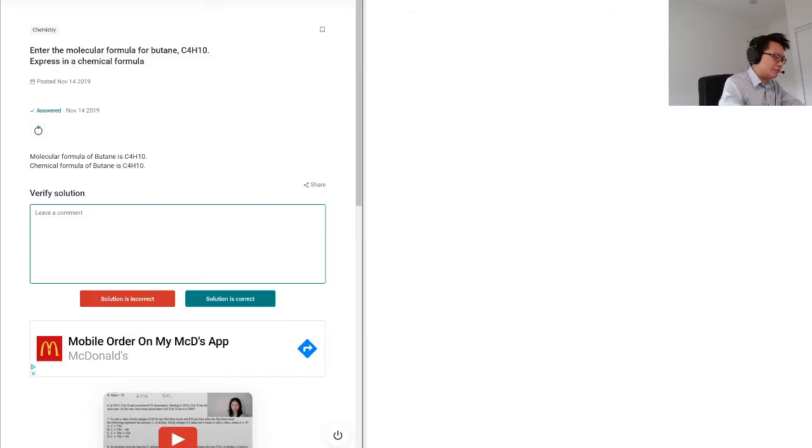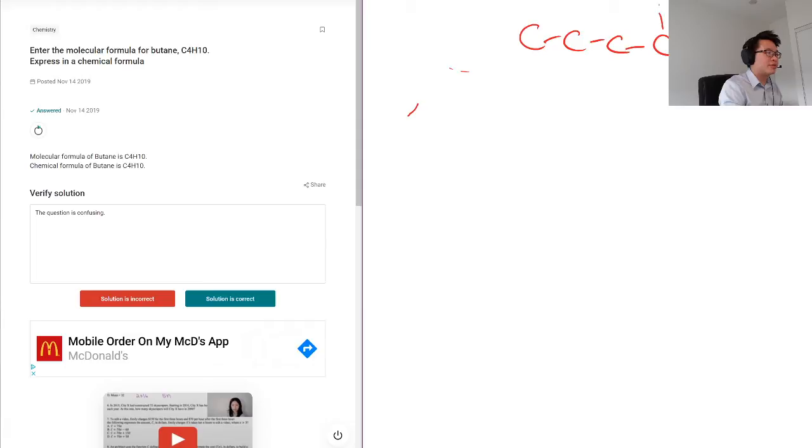I would say the question is kind of confusing, but okay. Butane is a four carbon hydrocarbon, so we have four carbon. I'm going to draw the whole molecule right here. We have C4, and we fill all of the bonding with hydrogen.